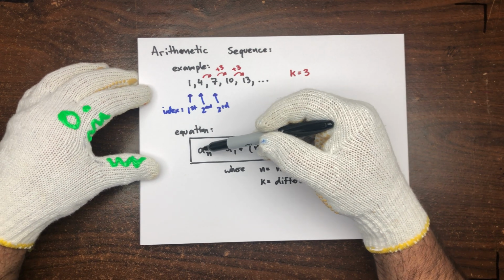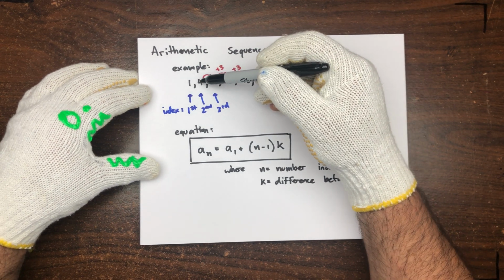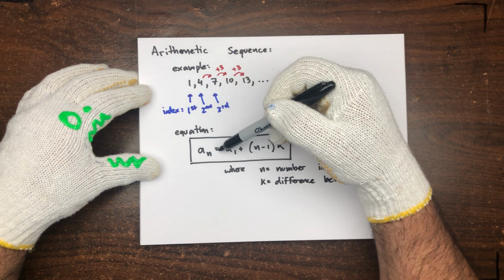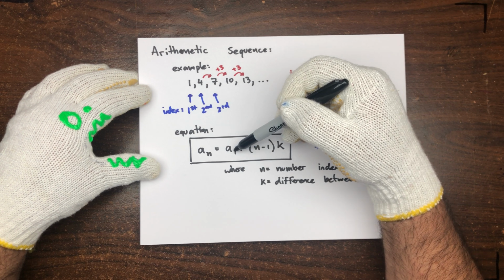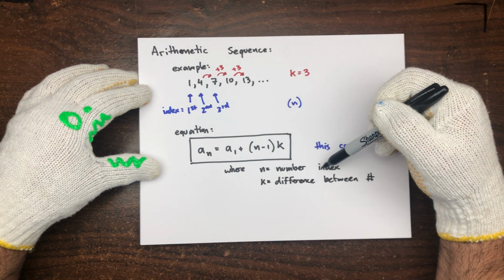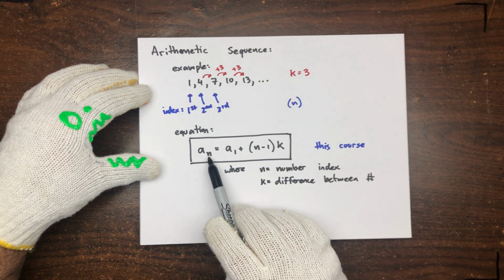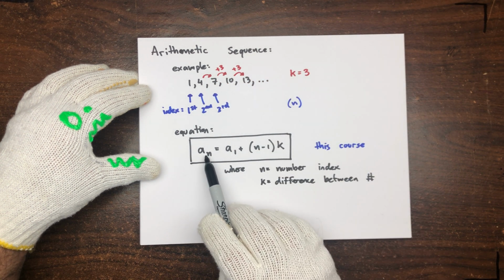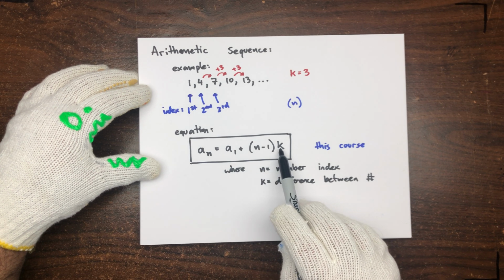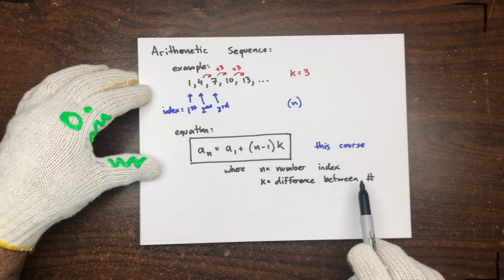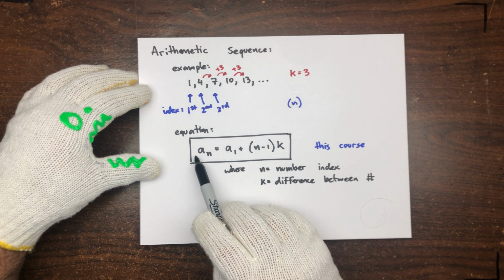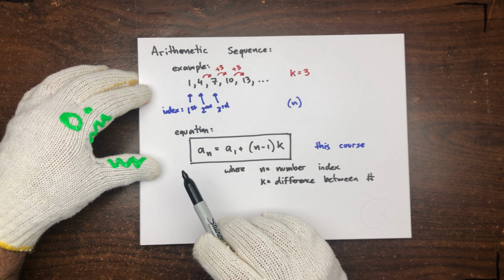So a_n means the number itself. So in this case, let's talk about the second number. So a_2 would be 4. Let's prove it to ourselves. a_n is equal to a_1, which is the first number in the sequence, plus n minus 1, and n is the number index. So in this case, we're talking about 2, right? Because a subscript 2. We're talking about the second number. So n would be 2. So 2 minus 1 is 1 times 3, which is k, and k is the difference between numbers, and in this case would be 3, so 1 times 3 is 3, plus the 1 would be 4, and that would be a_2, would be 4, okay?